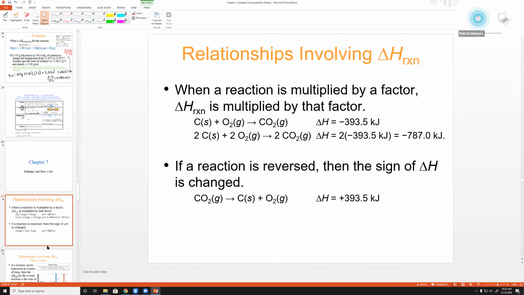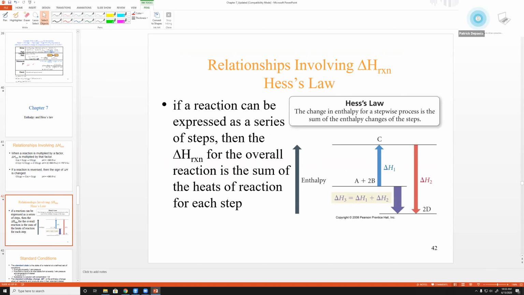But Hess's law is fun, and you'll see what I mean. Basically, in a lot of these reactions, there are intermediate reactions. Let's say H3 is our reaction. So this is an energy diagram, right? What this diagram is saying is that there are 3 reactions here.